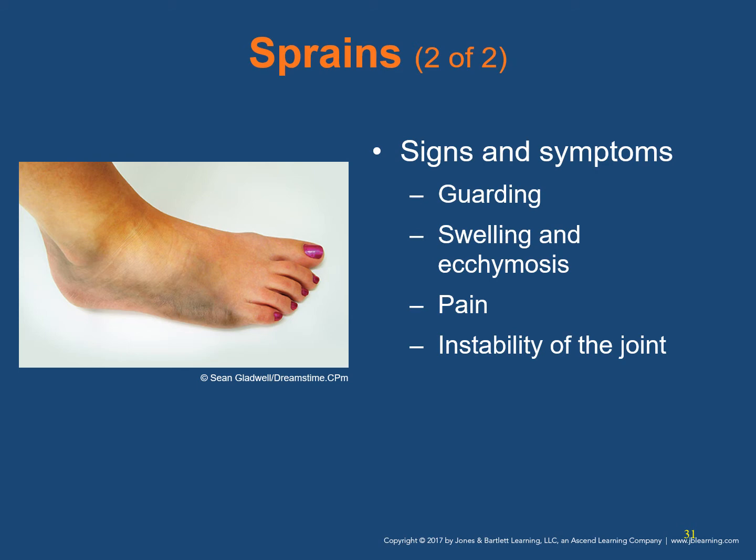The following signs and symptoms often indicate that the patient may have a sprain. The patient is unwilling to use the limb, guarding, swelling, and ecchymosis. Pain prevents the patient from moving or using the limb. Instability of the joint. You will frequently not be able to distinguish a non-displaced fracture from a sprain. Remember to document the MOI.